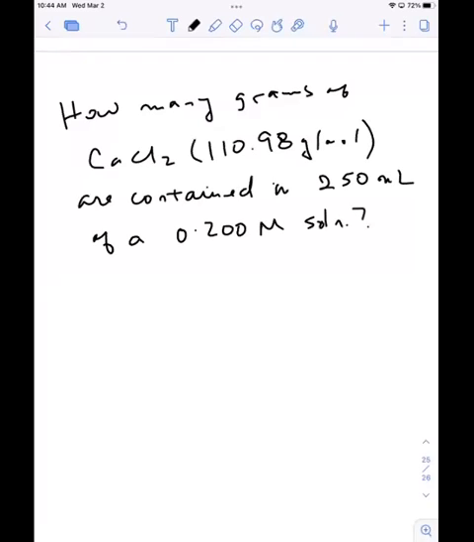All right, so how many grams of calcium chloride are contained in 250 milliliters of a 0.2 molar solution? First person to answer that correctly.